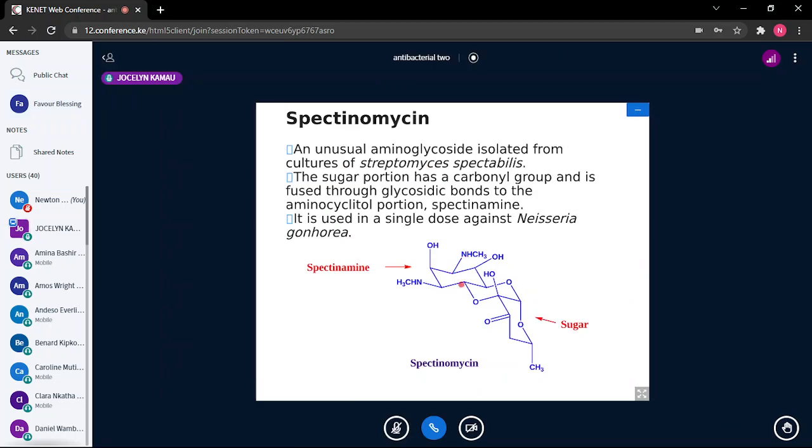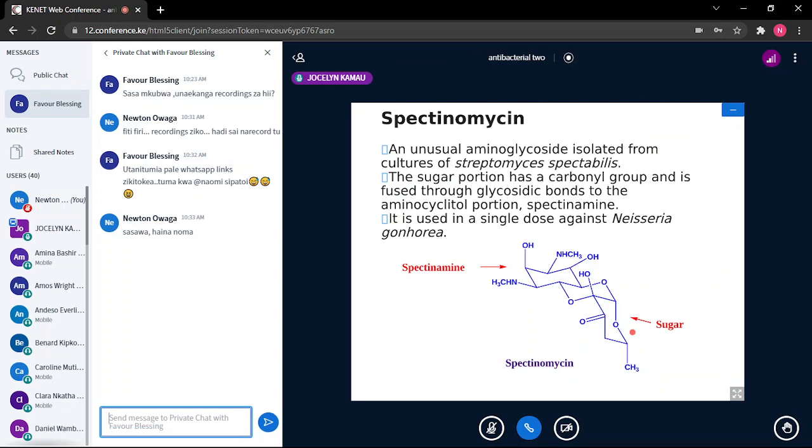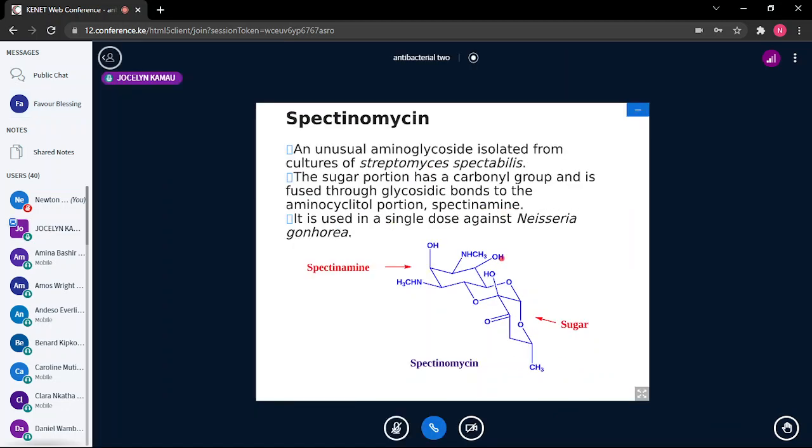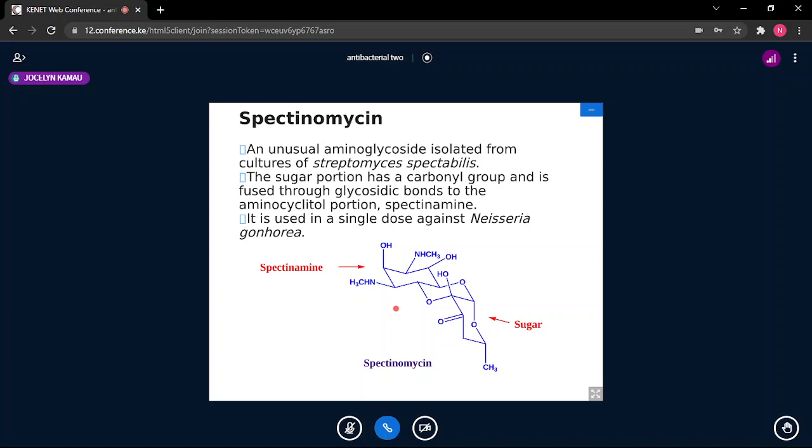So that is different. And of course, as we had already said, it has fusion rather than direct bonding through glycosidic bonds. So that group is fused through glycosidic bonds to the aminocyclito portion, spectinamine. And because of that, it gives it its unique activity. It is used in single dosage against Neisseria gonorrhea. Again, because of resistance, a lot of resistance has developed, and therefore the drug might have lost a lot of its activity. And not only that, of course, you have better drugs that have a better route of administration.